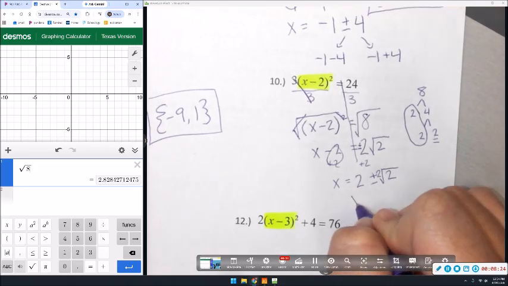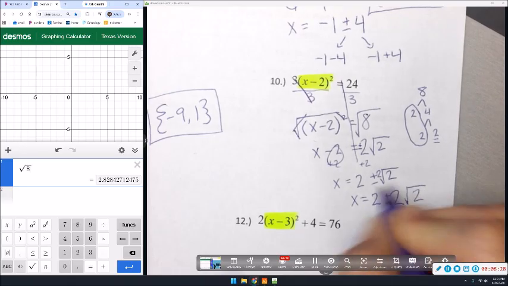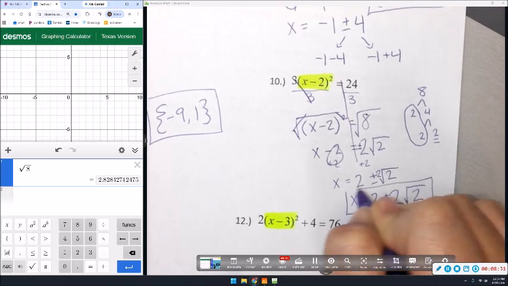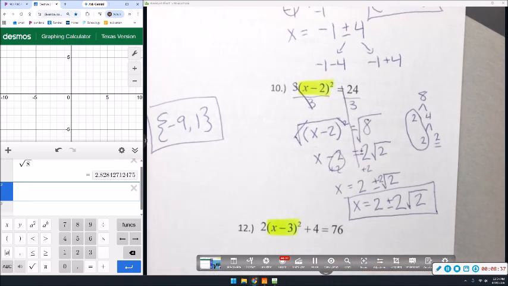So our answer is, I'm rewriting it because I kind of squeezed that 2 in. So this is our answer. However, is that still 2 answers? Yes. It would be 2 minus 2 root 2 and 2 plus 2 root 2. So those would be them if they were decimals. Does that make sense? Okay.